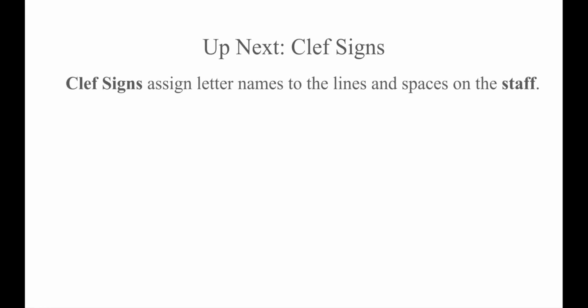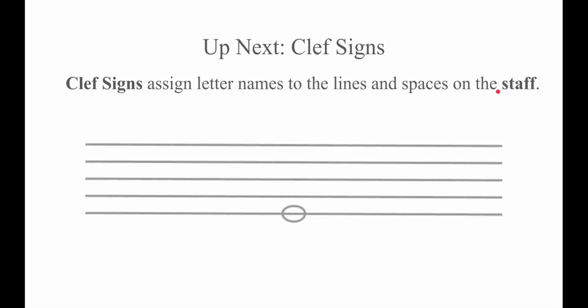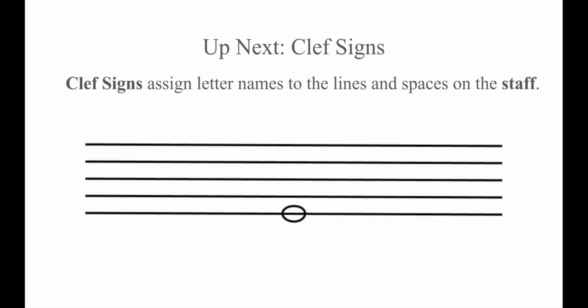Just to give you a preview of our next music theory lesson, it's going to be all about the clef signs. And I wanted to give you a preview of clef signs and how it relates with today's lesson. So what you need to know is the clef sign is the symbol at the beginning of the staff that assigns letter names to the lines and spaces on the staff. So let me show you an example. Here's that same note from the last slide. This is the line 1 note.